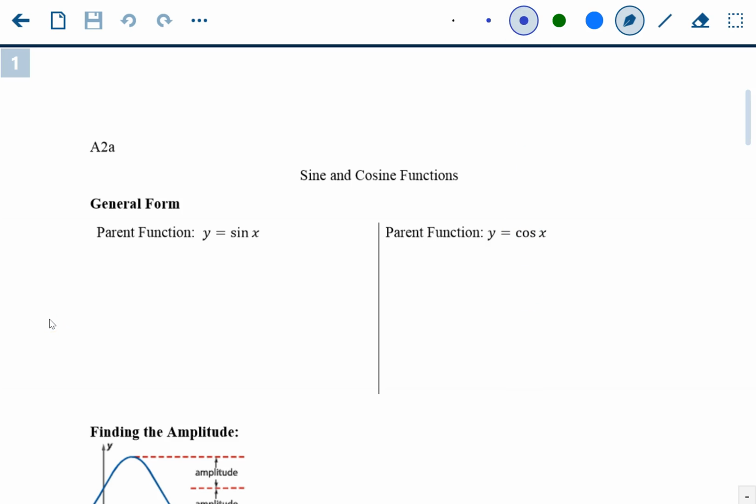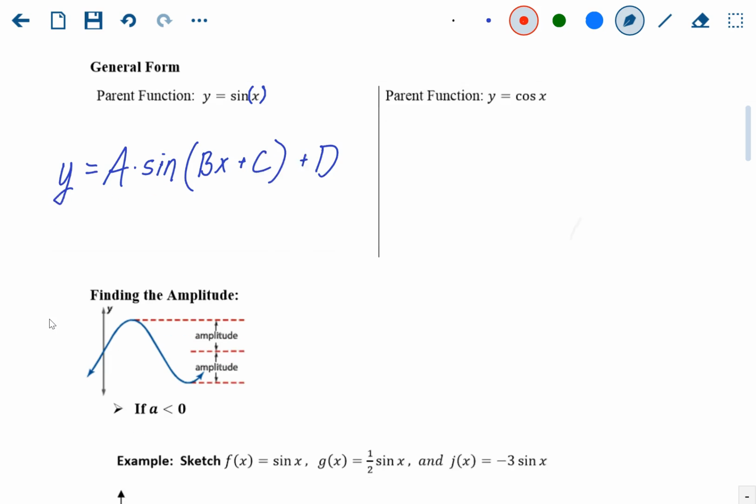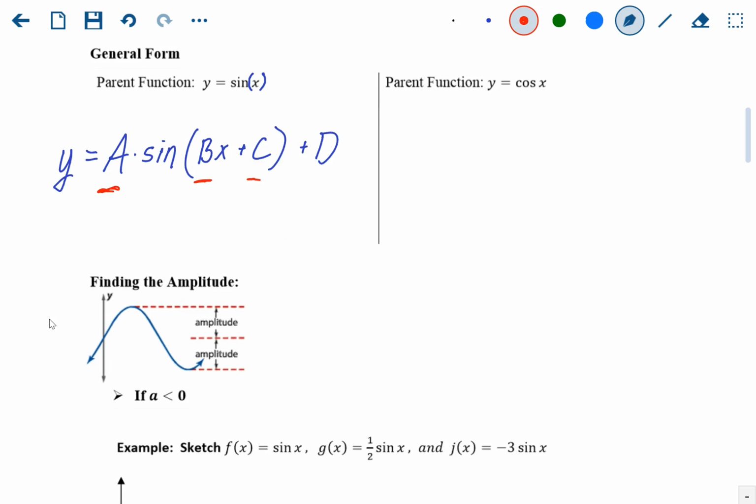Okay, so we were looking at sine and cosine. The parent function of sine is just y equals sine x. It's the most basic form. But what if we don't want a basic form? What if we want to make changes to it? Well, the full form is y equals a times sine of (bx plus c) plus d. And usually in the parent function that x would be in parentheses.